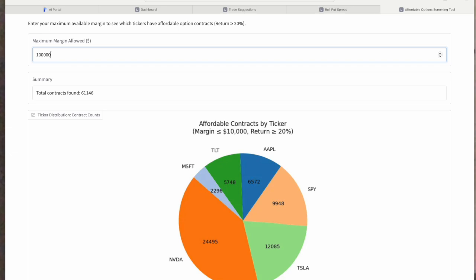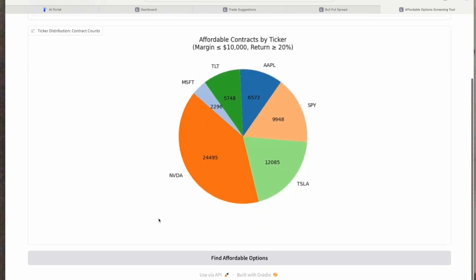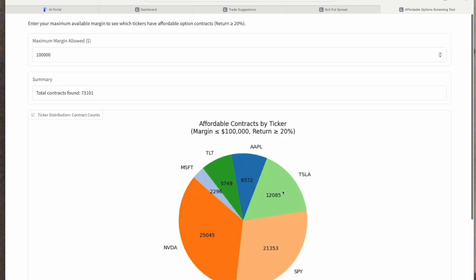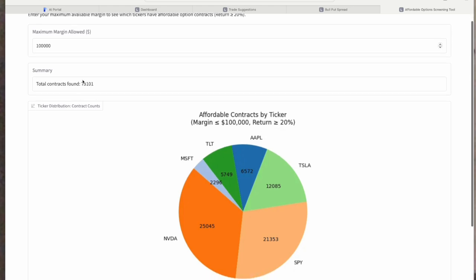If we want to go to $100,000, because this is where some of the kids down the street play. Okay, so the margin is greater than $100,000, and we're projecting returns of greater than 20%. 73,000 contracts require no more than $100,000, and this is going to be all of the Microsoft contracts, some Tesla, the SPY, and NVIDIA there.